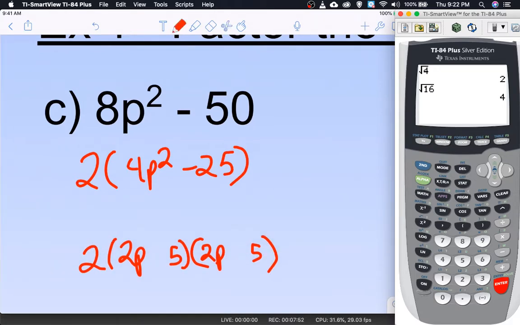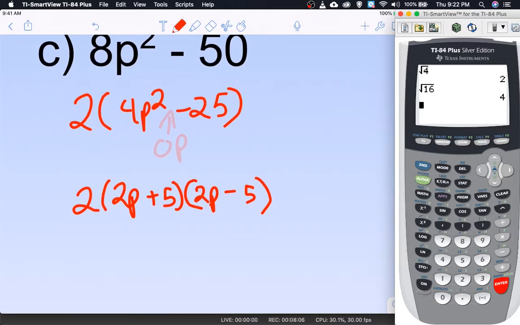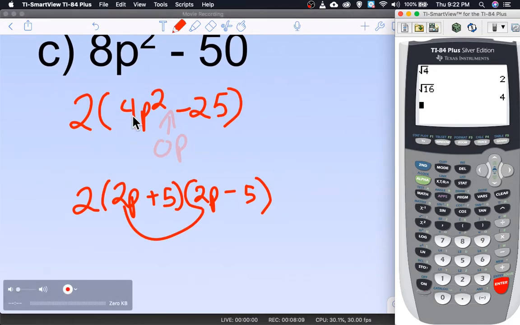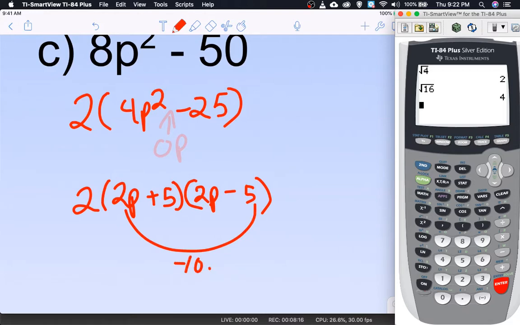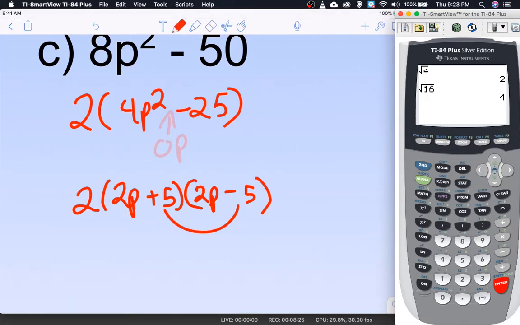Again, my middle term is going to cancel out. There is 0 p's right there, because one of these is a plus and one of these is a minus. And if I check my work, that is 4p squared. I'm looking at this guy here. 2p times 2p is 4p squared. Negative 10p, positive 10p. They cancel out and give us the 0p for our middle term. Negative 25.